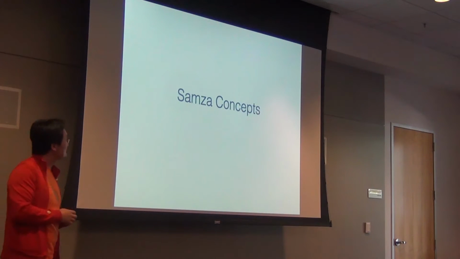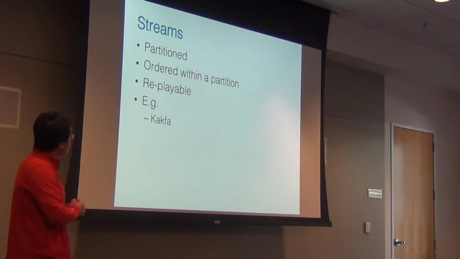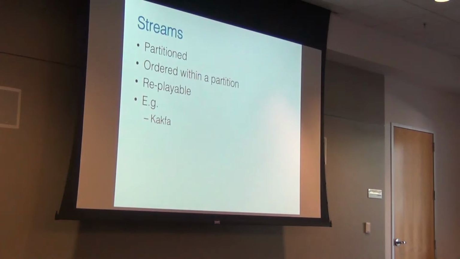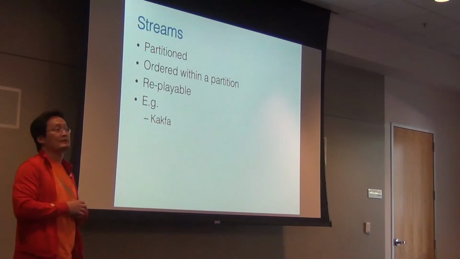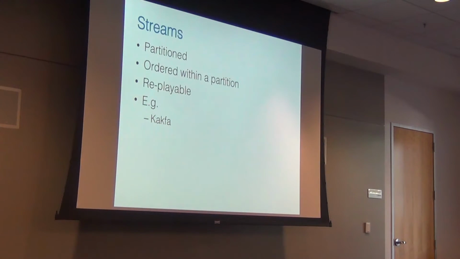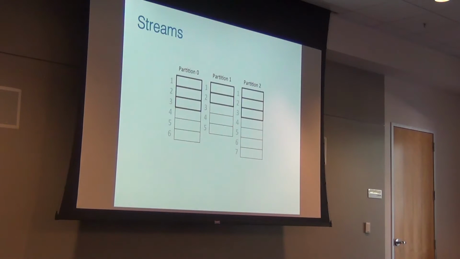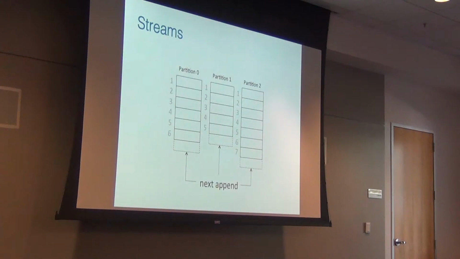Now we're ready to talk about some key concepts in the Samza architecture. First of all, streams. Streams are both the input and output of a Samza process. Streams in Samza need to be partitioned, ordered within a partition, and repeatable. One practical example is Kafka. Since Samza was born tightly integrated with the Kafka concept, this is what Samza sees as a stream. This illustrates how a single stream with partitions and ordering within each partition looks. For each partition, when a new message comes, it's appended, and that's the only write operation you can do on each partition.